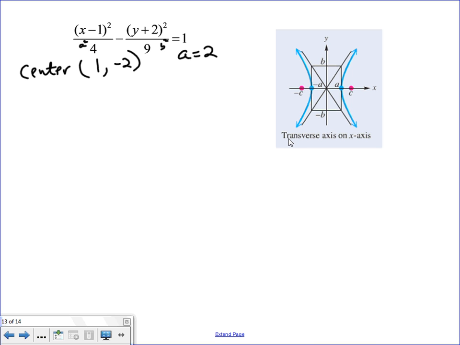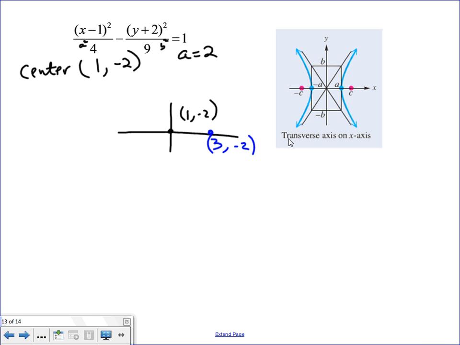I'm not having to draw this one this time. I just have to tell you where the vertices are, and I could tell you where the focal points are too if I wanted to. To do that, we go left or right from our center at 1, negative 2. We're going to add 2 to our x, so one vertex is at 3, negative 2.